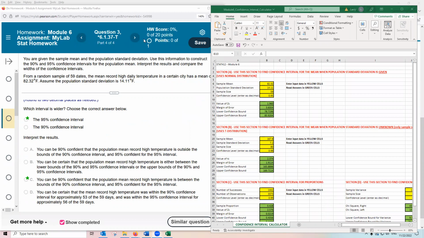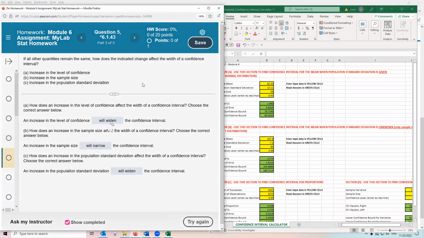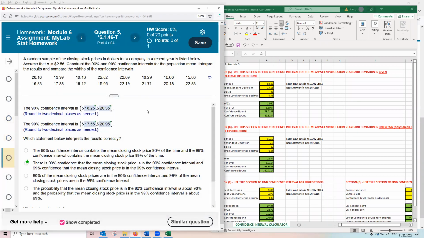All right, let's do a couple more examples. Let's come here to number 5. Number 5 is asking us to take this data set and come up with a confidence interval. Now, I have to make a note here that it says, assume that sigma is 2.56. Sigma is the population standard deviation. So population standard deviation is given in this problem as 2.56. So I have to use section A again in the spreadsheet because population standard deviation is given.